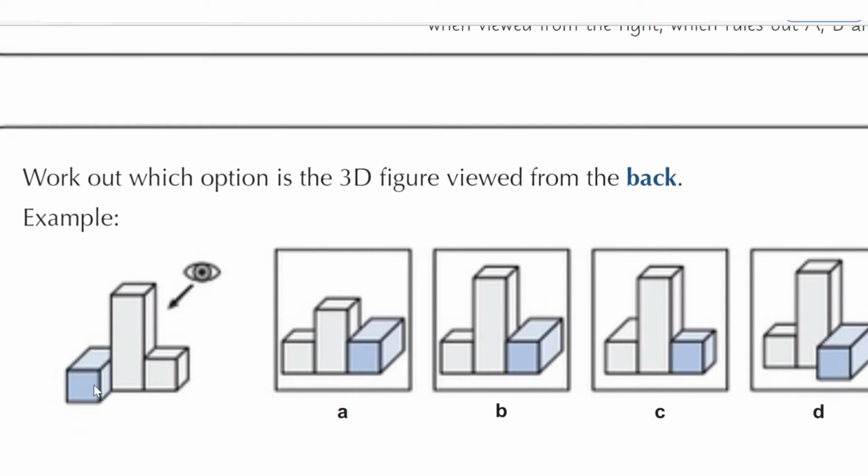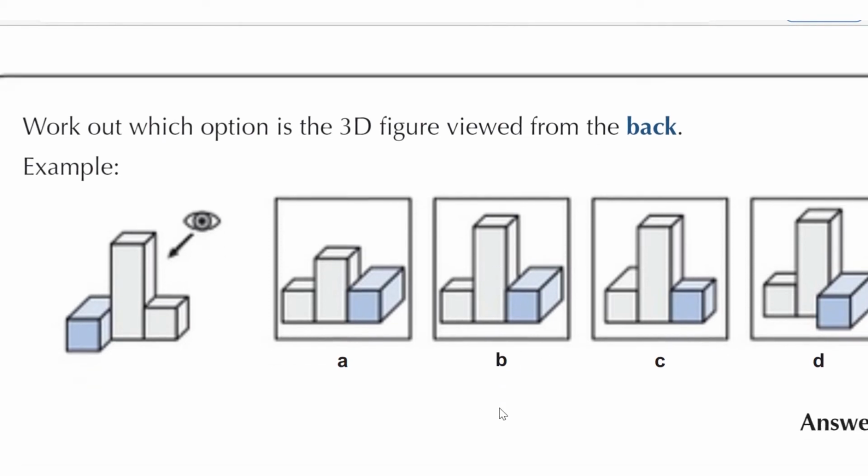Now this one, we can see this is tall. It's very tall. So I wouldn't say it's this because it's shorter than this when you view it from the back. So the answer should be B.